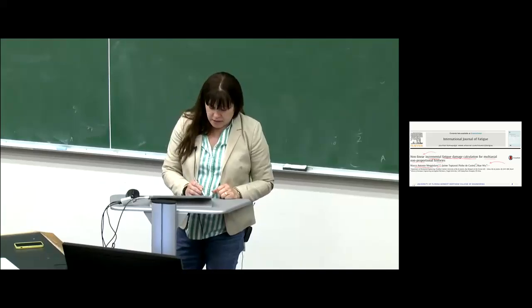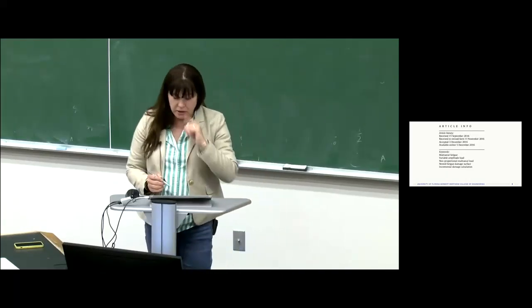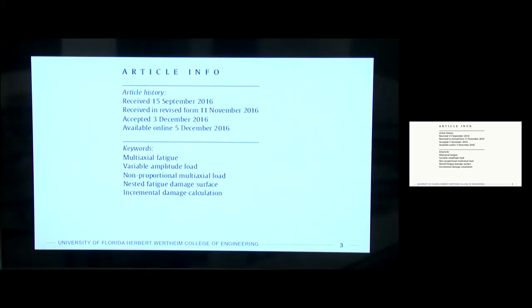And so the next thing I want to show you is, it says article info. So it gives us article history: when it was received, when it was accepted, when it's available online, and then what the keywords are that we will know this work is around. So the article history says it was received in the middle of September 2016, and then it was received in revised form November 2016, accepted on the 3rd of December, and then available online shortly after that.